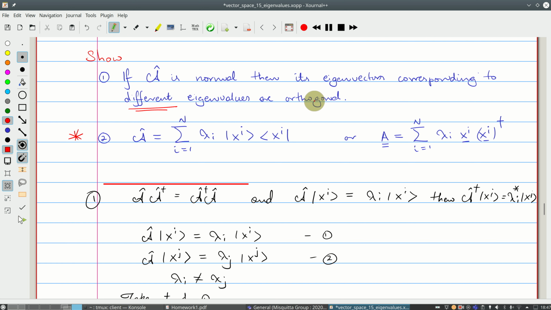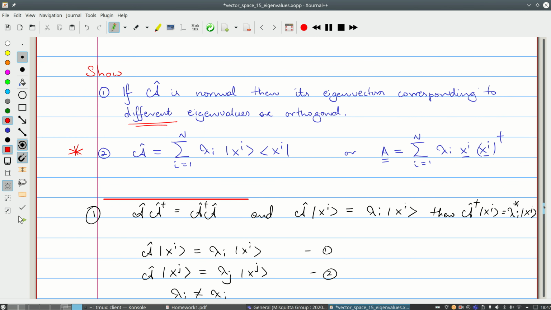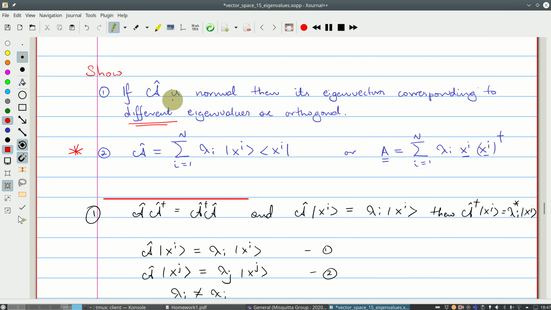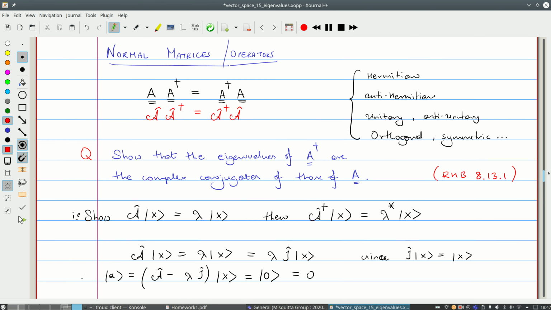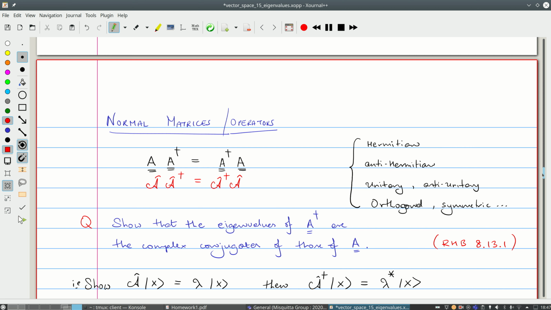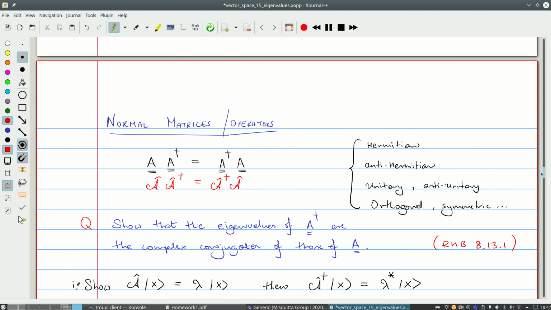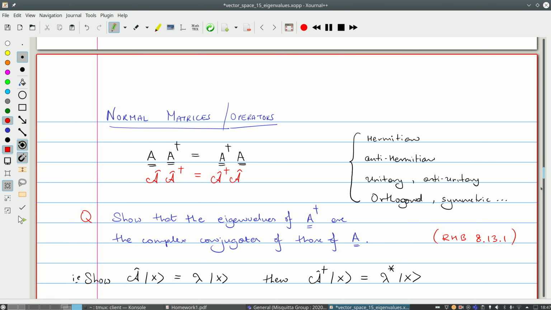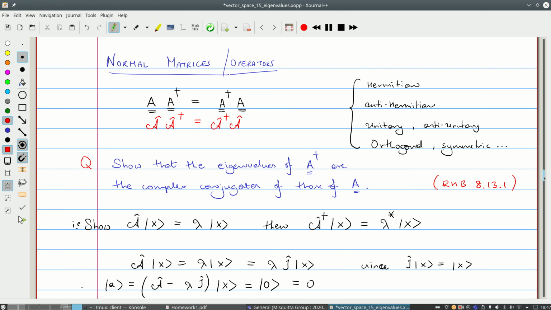They can be made orthogonal using the Gram-Schmidt orthogonalization process. So that's the generalization of the result for Hermitian operators. This now holds for normal operators, and because it holds for normal operators, this result holds for Hermitian, anti-Hermitian, unitary, anti-unitary, orthogonal, symmetric, anti-symmetric. All of these cases follow, and that's the nice thing with dealing with normal matrices. We get a very general result.